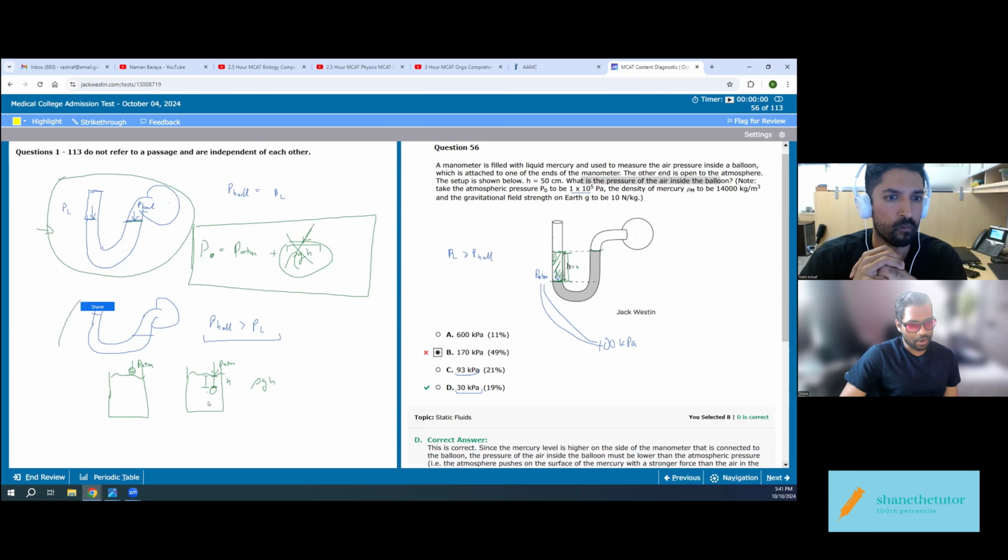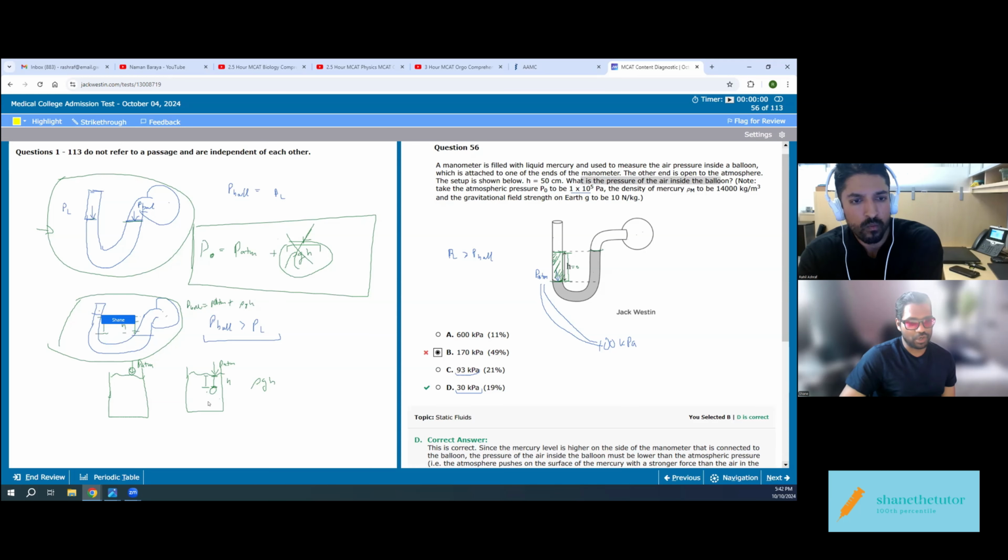But this scenario here, let's say this is H. The pressure of the balloon here is going to be atmospheric pressure plus this water column here, rho GH. Whereas on the left, it'll be atmospheric pressure minus rho GH.